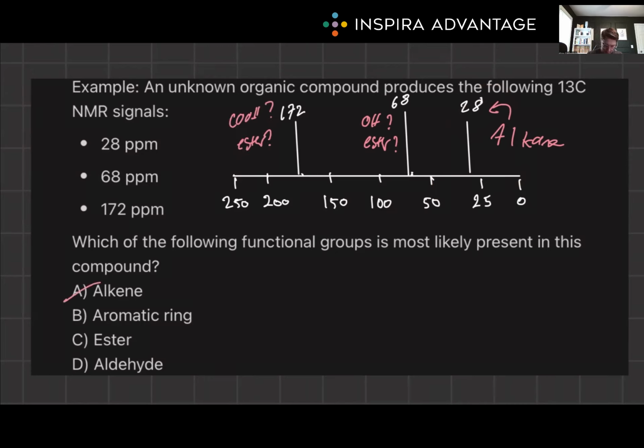So then we'll look at our answers. Well, alkene is not an alkane. I don't see aromatic rings anywhere. We saw ester twice. We didn't say anything about an aldehyde. So the answer to this question is, it is most likely an ester in here.